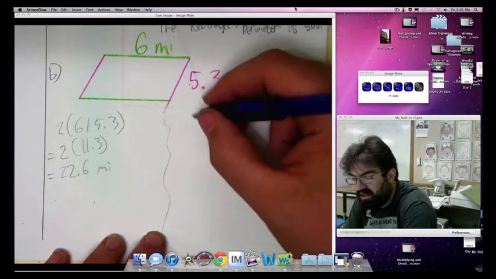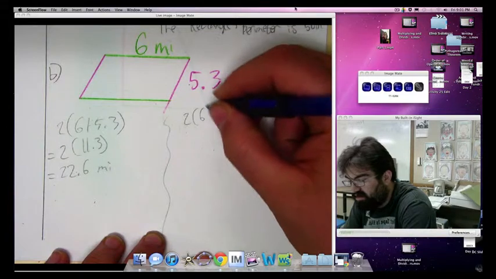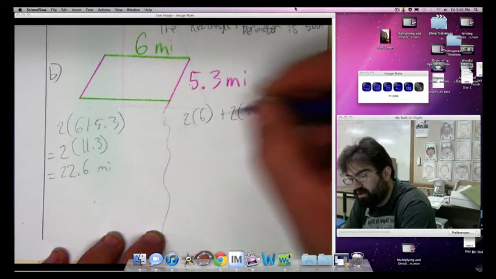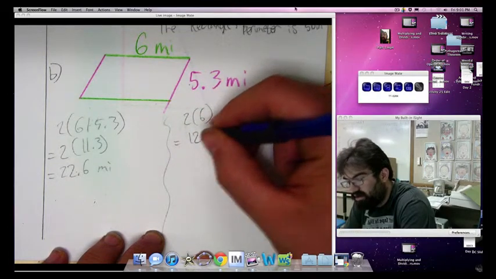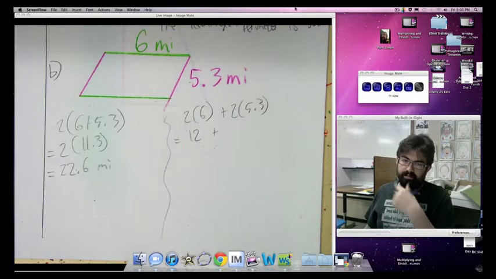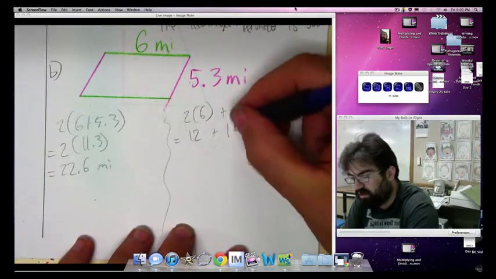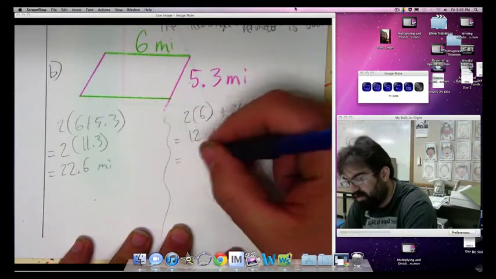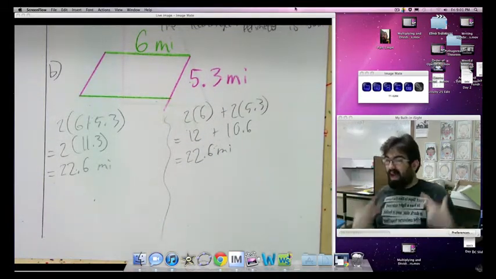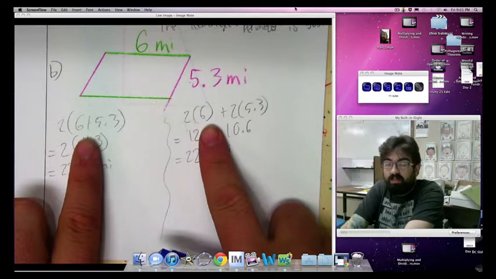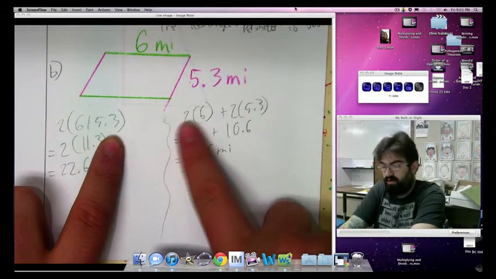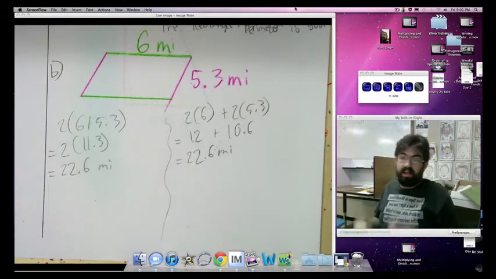The other way would be 2 times 6 plus 2 times 5.3. 2 times 6 is 12. 2 times 5.3 is 10.6. And that is definitely equal to 22.6 miles. By the way, if you haven't noticed it, this is the distributive property. 2 times 6, 2 times 5.3. That's why they're equal.